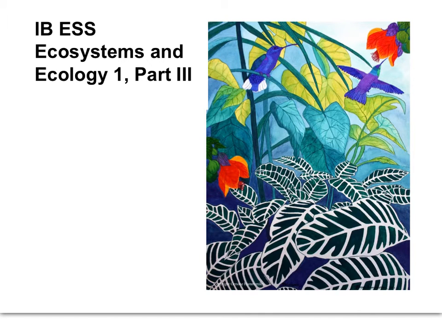ESS Ecosystems and Ecology 1, Part 3, looks at ecological pyramids as models of food chains and food webs. The significant ideas are that the interaction of species with their environment results in energy and nutrient flows, and that the feeding relationships of species in a system can be modeled using food chains, food webs, and ecological pyramids.